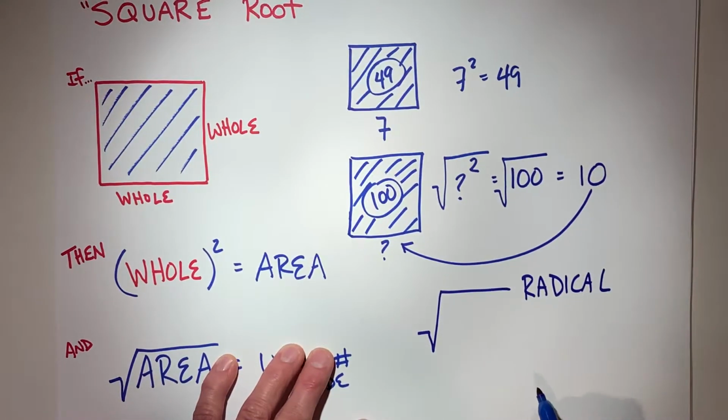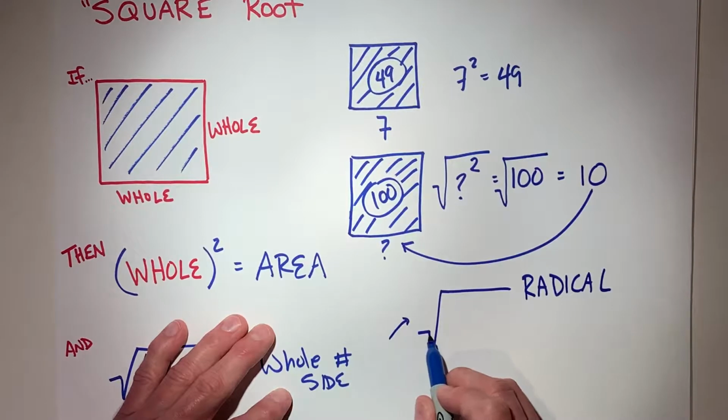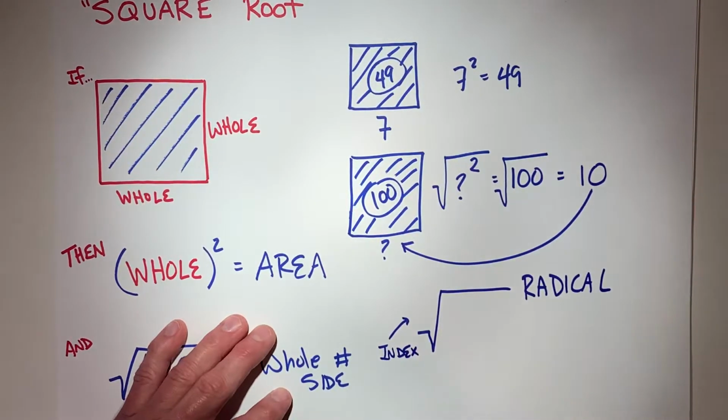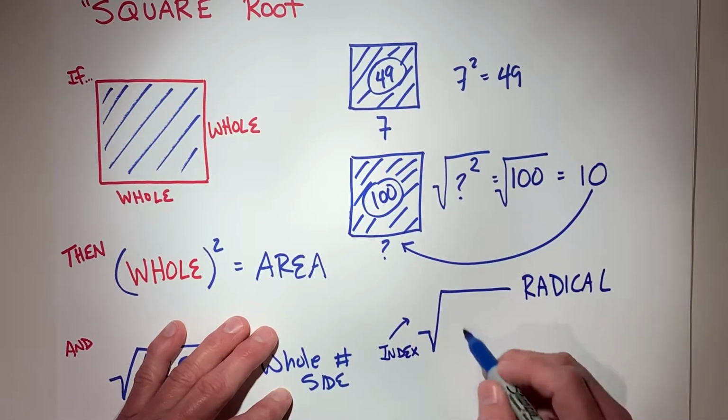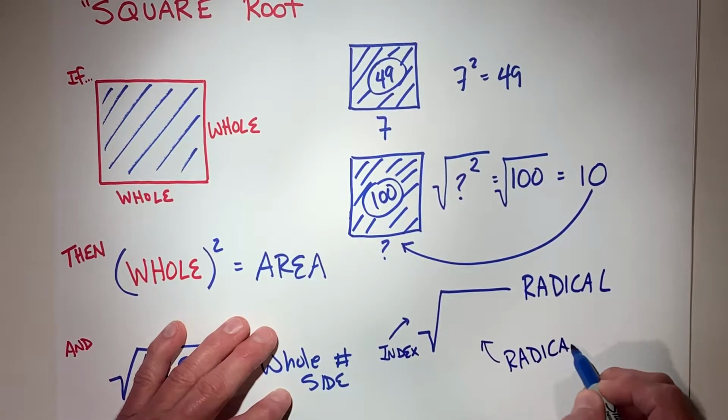A radical symbol has two pieces to it. It has a number that sits on top of what I'll refer to as the little diving board. That number is referred to as the index. And the number that sits on the inside is often referred to as the radicand.